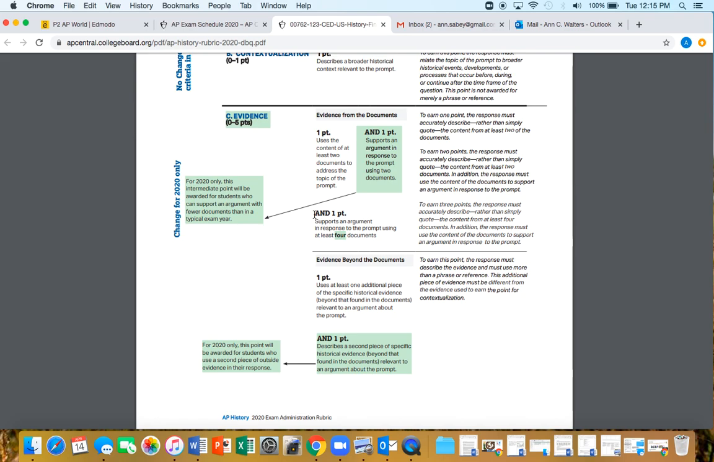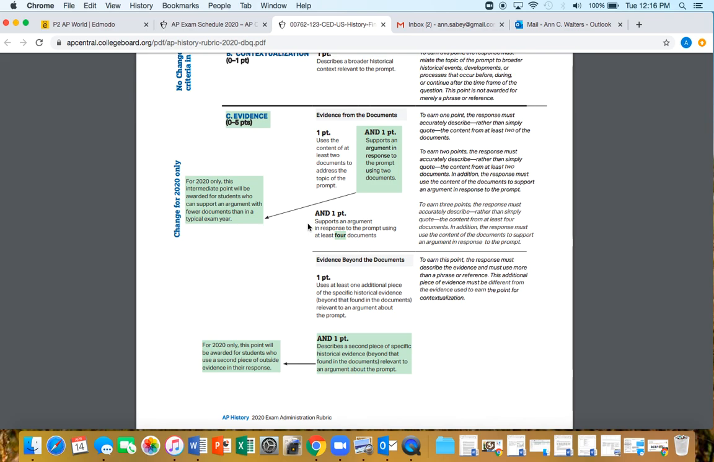Okay, here's where you can get another point, and I think all of you can do this. If instead of using 2 documents, you use 4 documents, you can get this extra point. So for the sake of our class and our students, I'm going to highly encourage you to use 4 documents to support your argument. If you want to give yourself extra insurance, you can use all 5 documents. It just might be really hard in 45 minutes. But if you read all 5 documents and you understand them really well, then definitely try to use all 5 of them in your argument.